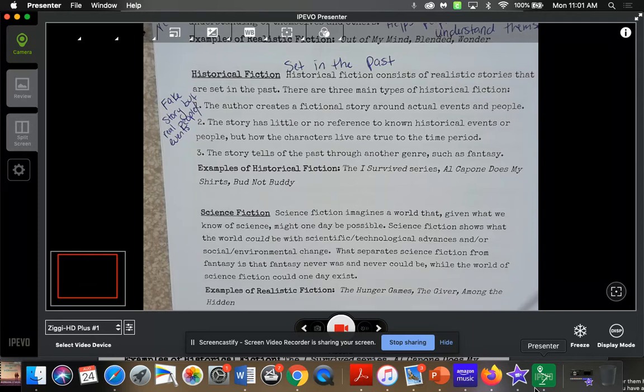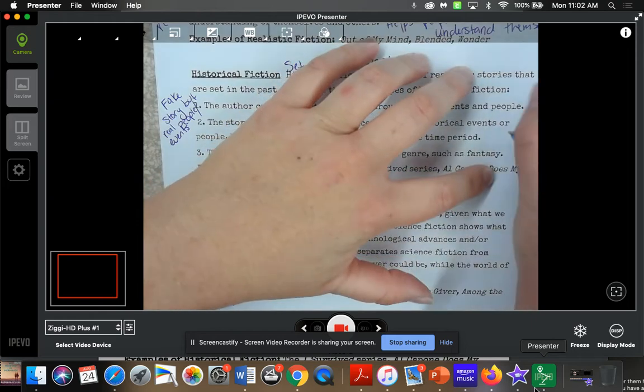So the second one, am I going too fast? Good? Okay. Second one, the story has little or no reference to known historical events or people, but how the characters live are true to the time period. So how can I jot that down so that I remember what that means? Characters' lives are true to the time, right? Okay.